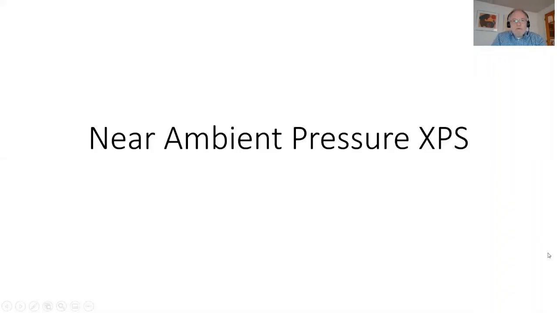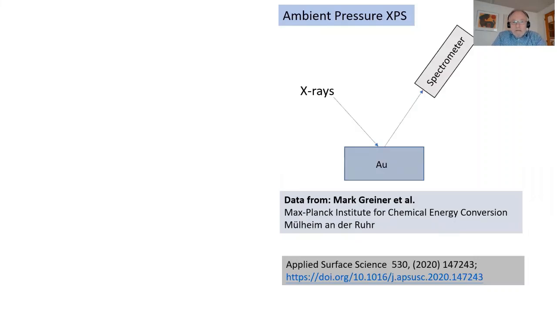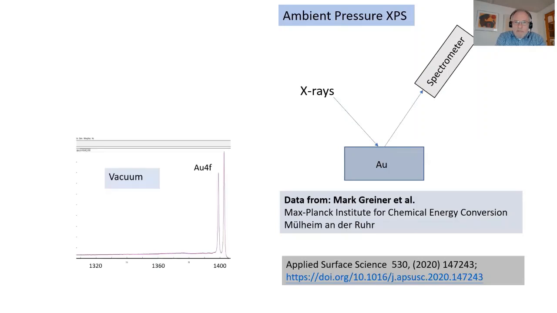In this video, we will see how we can apply Quasar software to correct spectra taken under ambient pressure. If we take an XPS spectrum from a surface, we do that in vacuum, and we get, in this case from gold, from a pure gold foil, this spectrum.